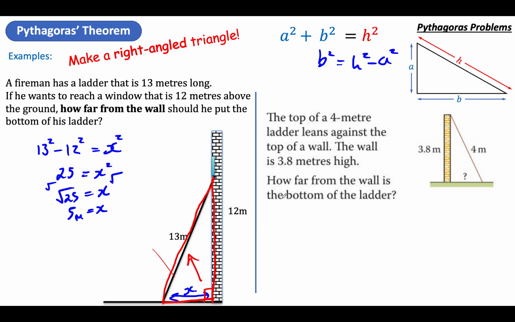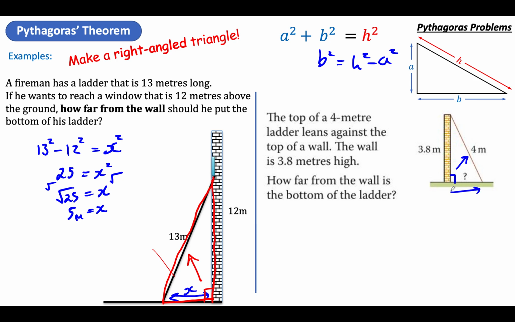Unpaused. You betcha. Okay, there's the right angle. The wall makes a right angle with the floor. And the 4 meters is the long side. So the top of a 4-meter ladder leans against the top of the wall. The wall is 3.8 meters high. How far from the wall is the bottom of the ladder?